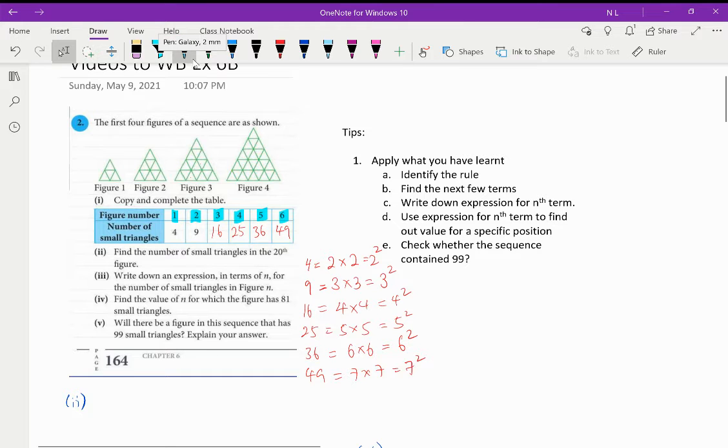For figure 1, it will be 1 plus 3. For figure 2, it will be 1 plus 3 plus 5. For figure 3, it will be 1 plus 3 plus 5 plus 7. And for the 20th term, right, it will be 1 plus 3 plus 5 plus 7 plus 9 plus 11, so on and so forth. Very complicated. So for this case, you can actually write down an expression in terms of n first, and after that, you find the number of small triangles in the 20th term.